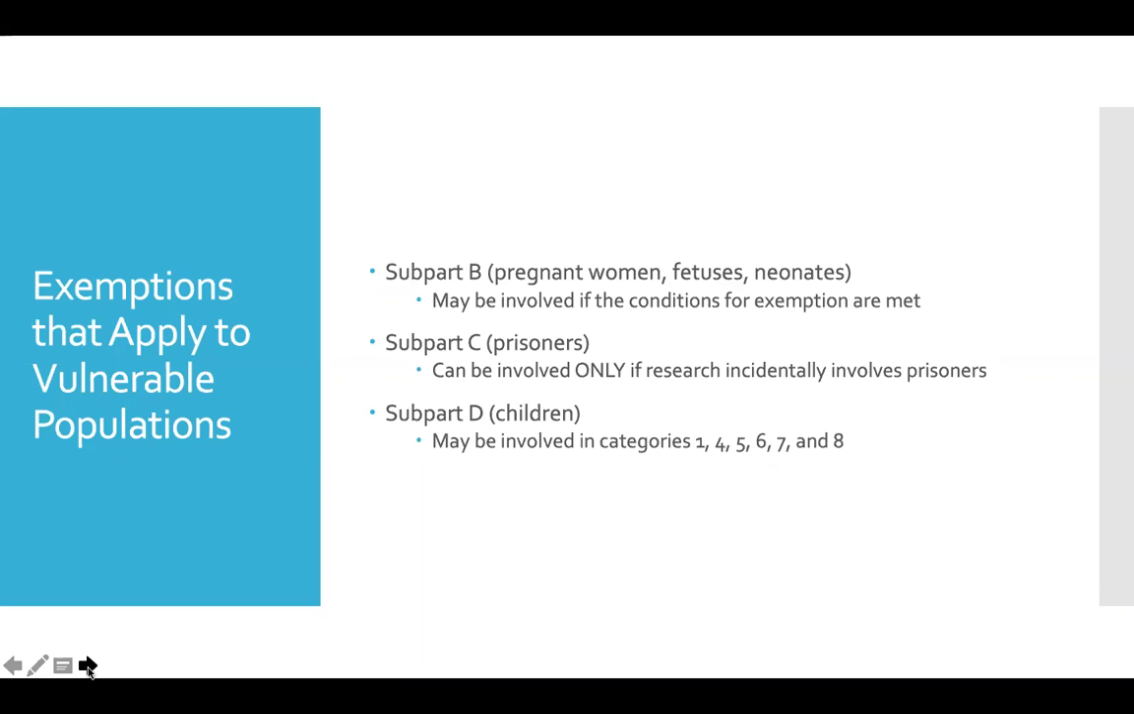Subpart C, which pertains to prisoners, prisoners can only be involved in research if they are involved incidentally. So it's not targeting prisoners, but an individual who is a prisoner, or maybe who becomes a prisoner, happens to be part of the population, but it's not specifically targeting inmates. Subpart D, which pertains to children, they can only be involved in exempt categories 1, 4, 5, 6, 7, and 8.